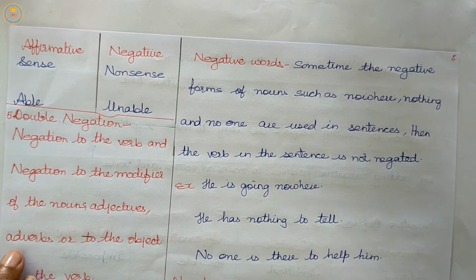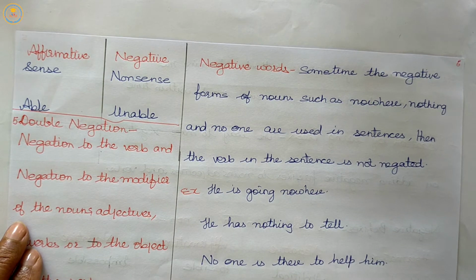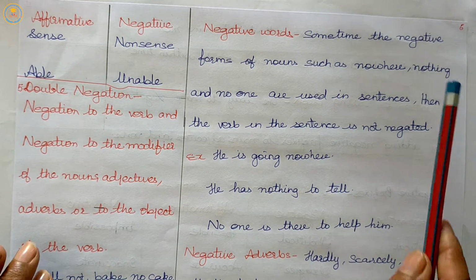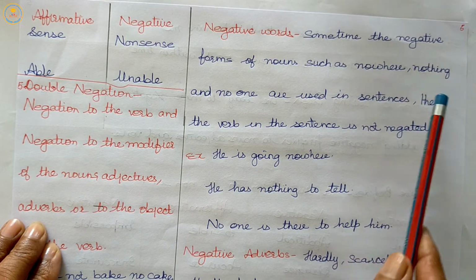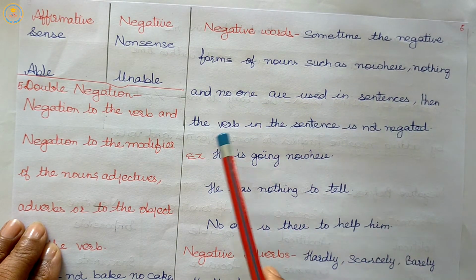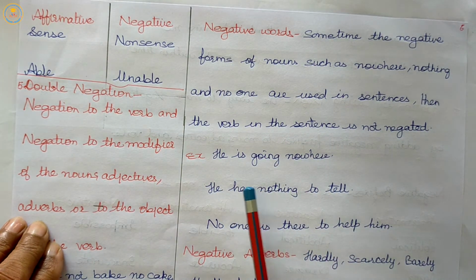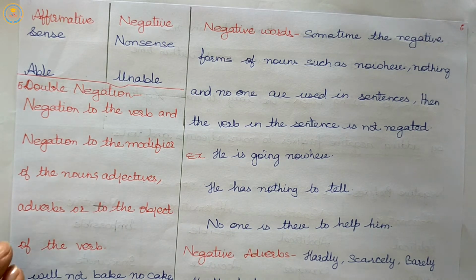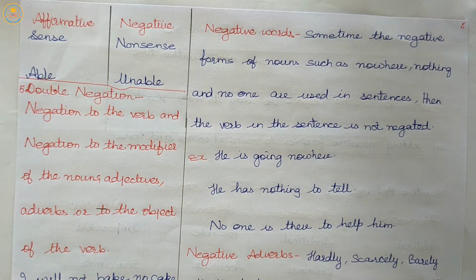Some negative words show us the rule of negation. Sometimes the negative forms of nouns such as nowhere, nothing, and no one are used in sentences. Then the verb in the sentence is not negated, means we will not add another no. These words in themselves are in the form of negation. Listen carefully. Some words, nobody, no one, no, nothing, nowhere, all these words used in the sentence have negative meaning. So in the sentence we will not use another negative form.